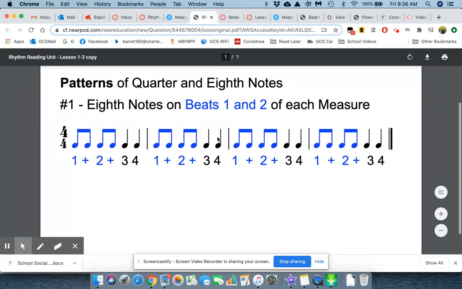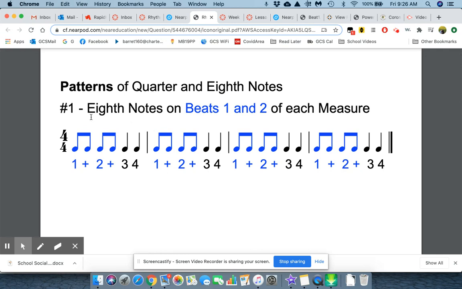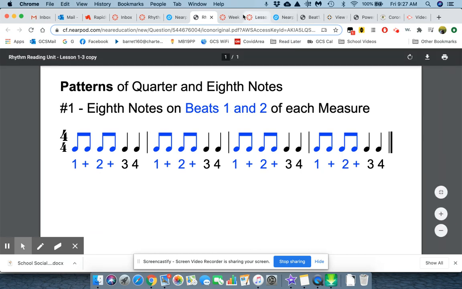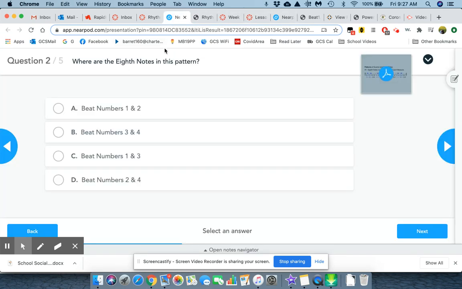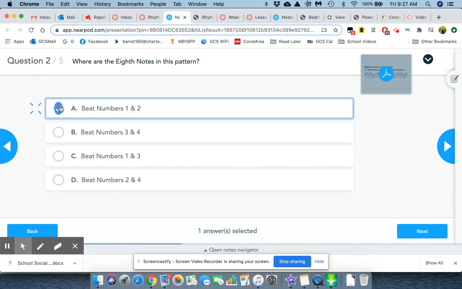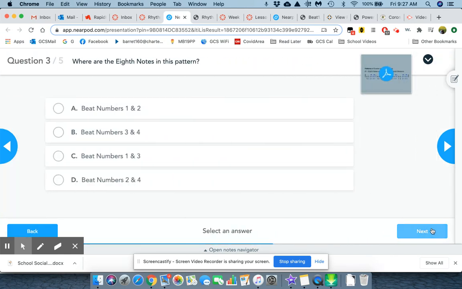That's pattern number 1. So I'm looking at this one, and I can see right here the eighth notes are the ones with the beam across the top. They happen on 1 and 2. In each measure, they happen on 1 and 2. You also have these words, eighth notes on beats 1 and 2. So we know what that is. We go back into here, 1 and 2. There it is, 1 and 2. So I give that answer, and then I go ahead and click next.